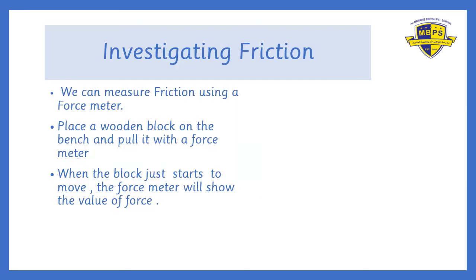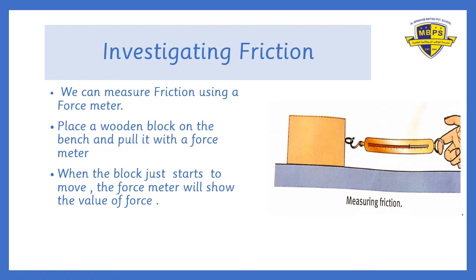We can measure friction using a force meter. A force meter measures the force of friction. How can we measure that? We take a wooden block. When we're trying to move the block towards ourselves, friction is acting against it. It does not allow the block to move. So when the block starts to move, the force meter spring moves and the pointer on the force meter moves, showing the amount of friction that is present. So this way we can measure the friction.